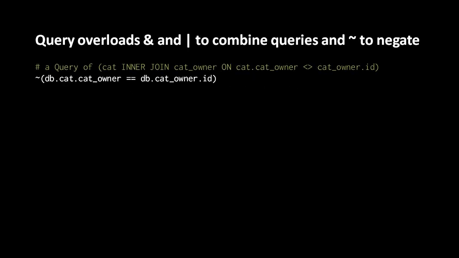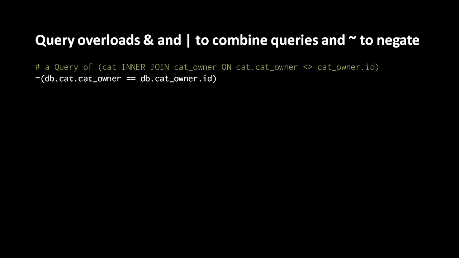For the sake of more complex queries, the query class overrides the ampersand and pipe operators, which effectively are the and and or operators respectively. So if you want to AND two queries together, you connect them with the ampersand operator. If you want to OR them together, you connect them with the pipe operator. And then query also overloads the tilde operator to negate a query. But this is a unary operator, not a binary operator, so it always has just one query argument.